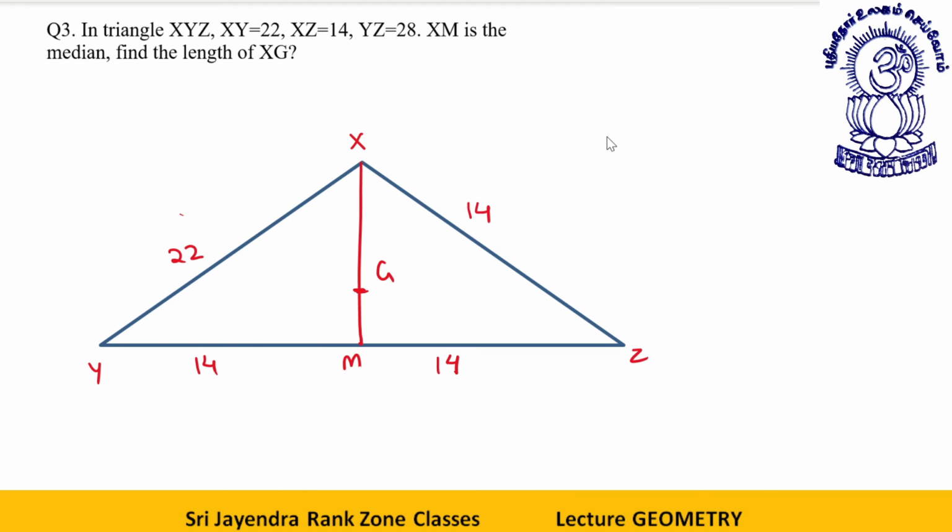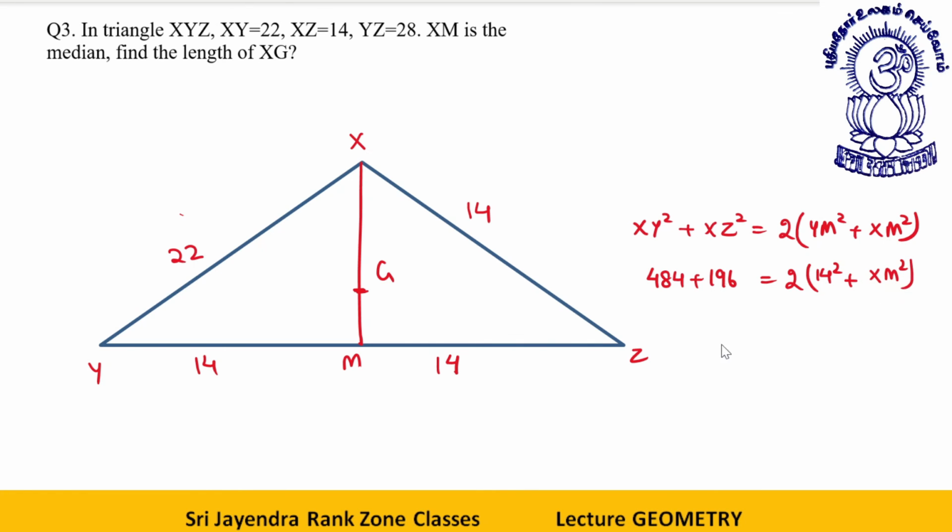So what will happen, dear students? We know, using Apollonius theorem, XY square plus XZ square is equal to double of YM square plus XM square. So that gives me XY square, 22 square is 484. This is 196, is equal to double of YM, see students, YM is again 14, 14 square plus XM square. So what does this give me?